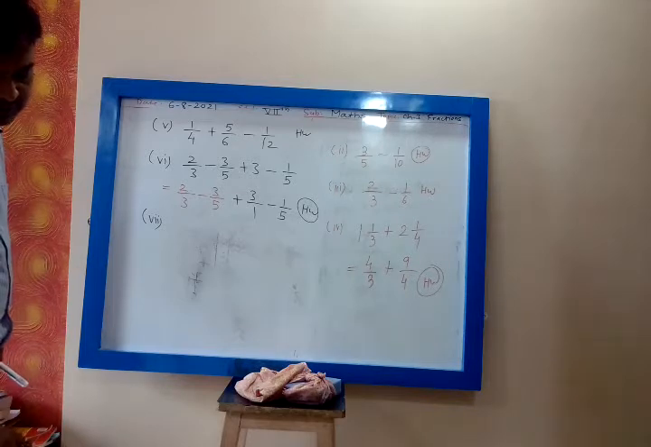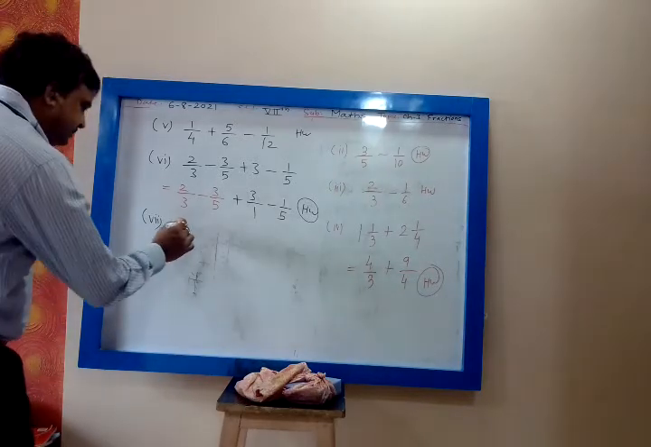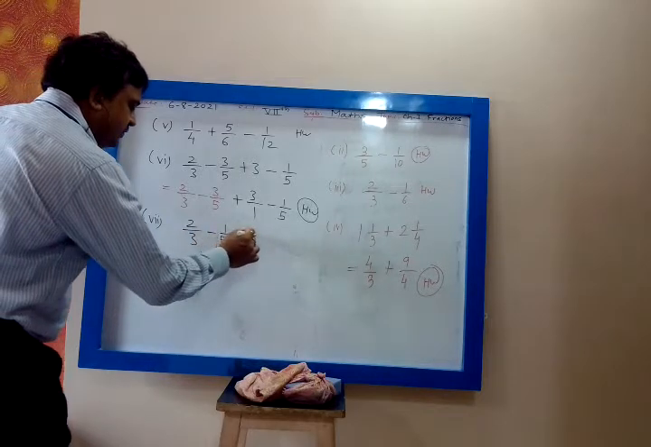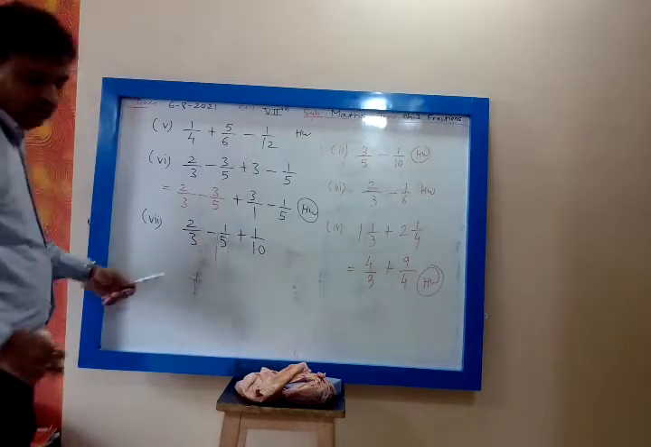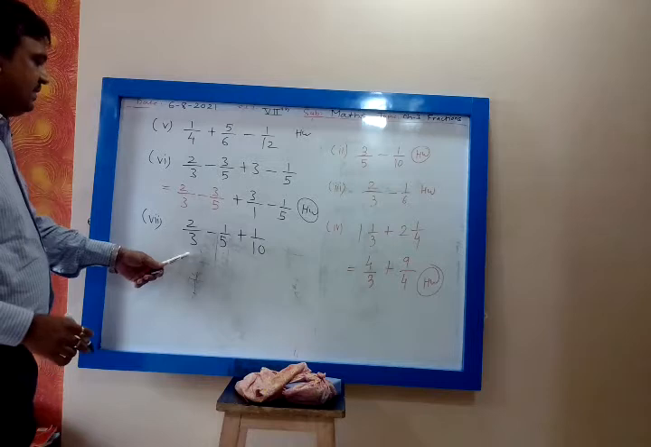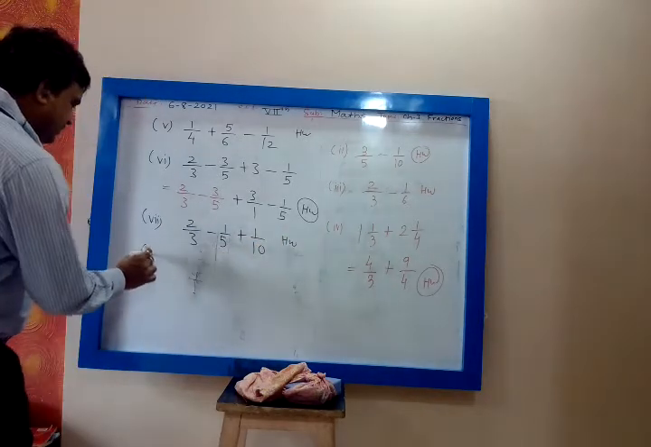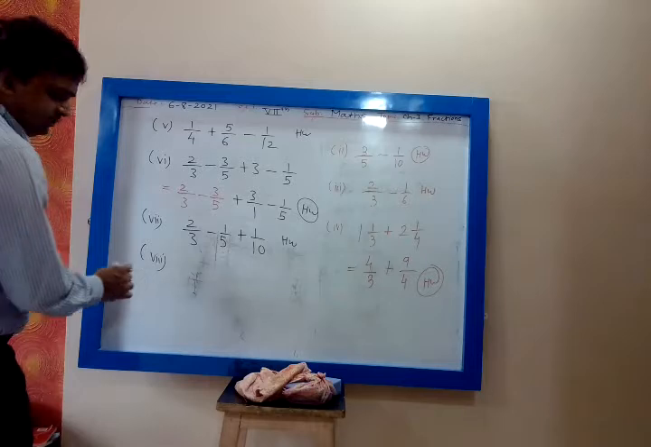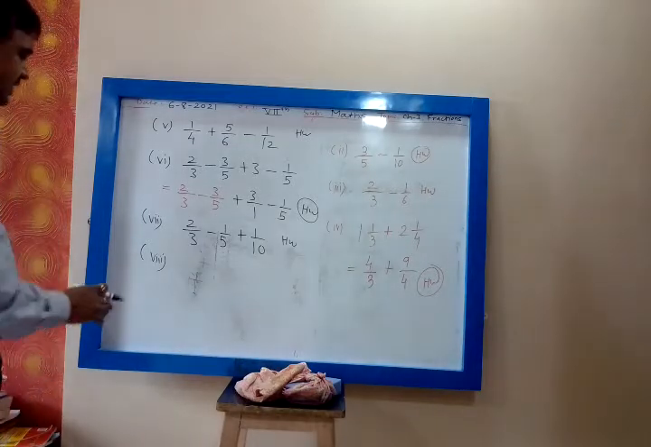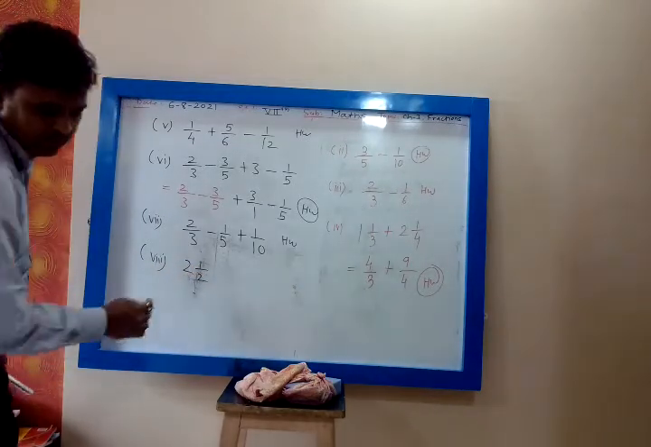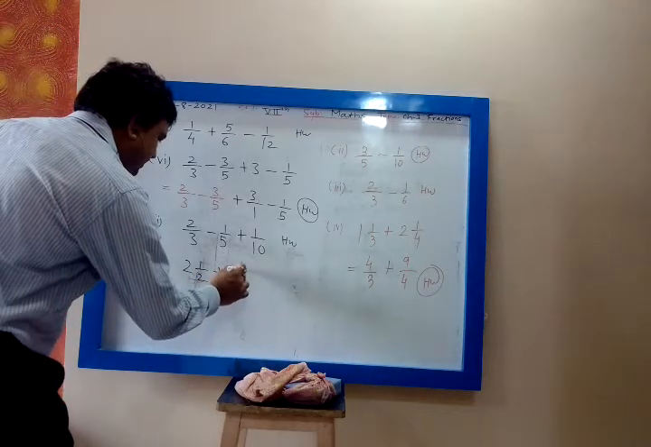7th is 2 by 3 minus 1 by 5 plus 1 by 10. You will take LCM of 3, 5, 10. Okay, homework. Then 8th one. Whichever I am finding difficult, that I will solve. 2 is to 1 by 2 plus 2 is to 1 by 3.